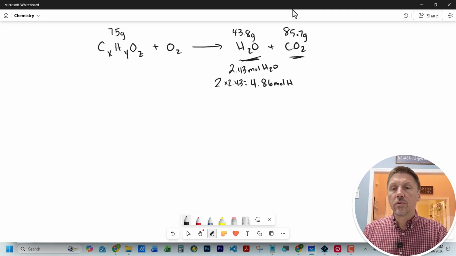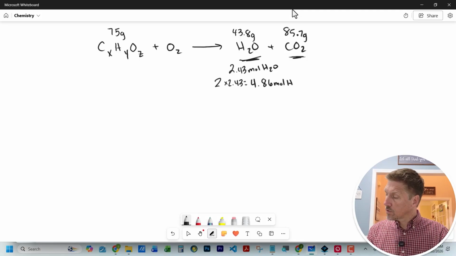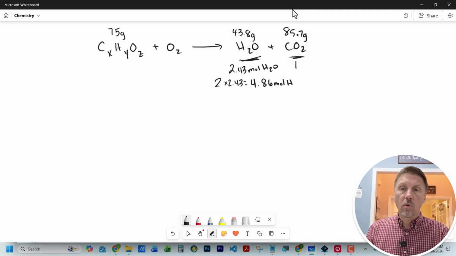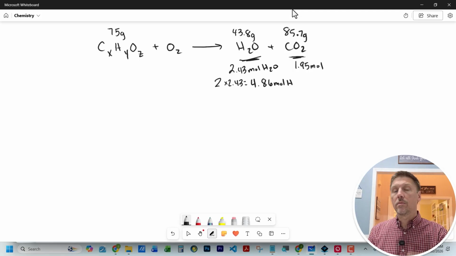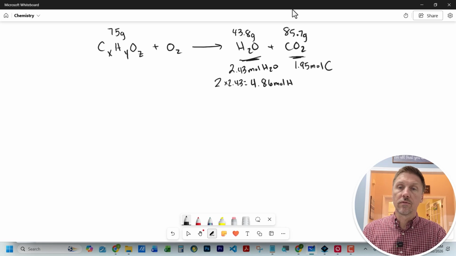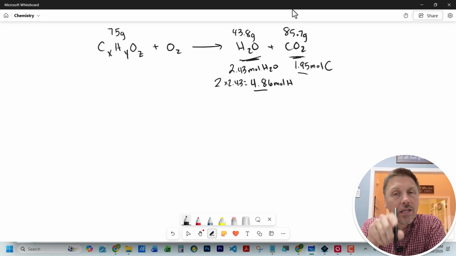Now for the CO2, when we calculate the number of moles of CO2 using 44.01 grams per mole as the molar mass of CO2, we get 1.95 moles of CO2. Since there's only one carbon atom in each carbon dioxide molecule, that means we also have 1.95 moles of carbon.